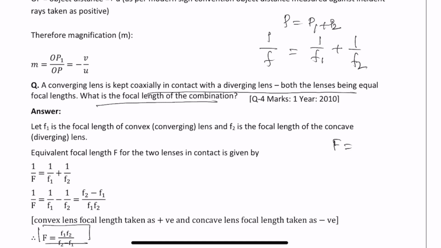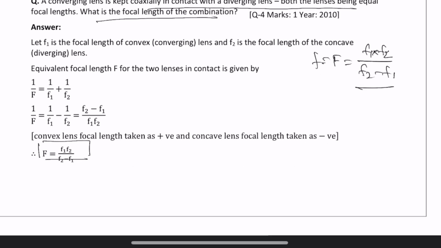So f is equal to f1 f2 by f2 minus f1. Now if f2 is more than f1, then it is positive. If f2 is less than f1, then it is negative. That's all. Correct. This is the equivalent focal length of two lenses kept in contact.